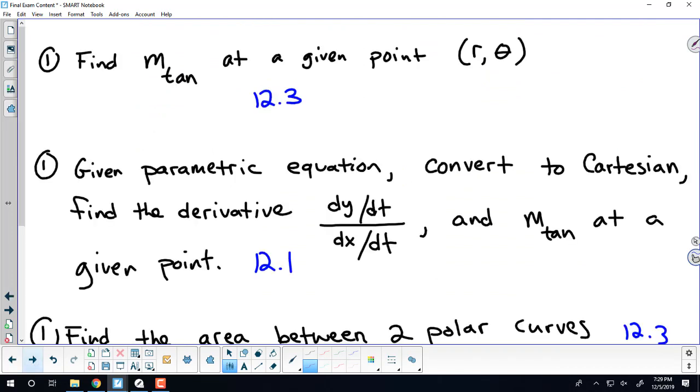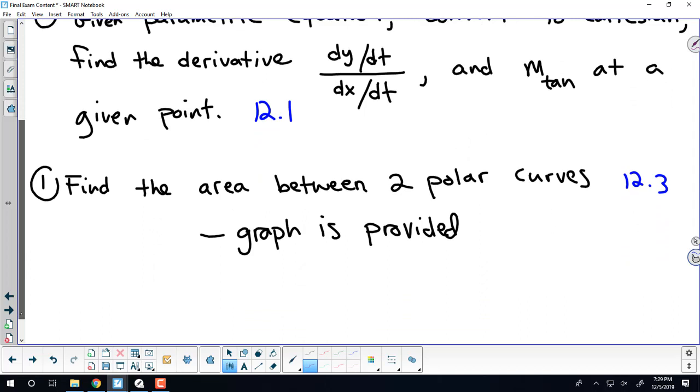Find the slope of the tangent at a given point in polar coordinates. Parametric equation, you should be able to convert it to Cartesian. Find the derivative at a point and the slope of the tangent at a point. 12.1. And then 1 from 12.3, you're finding the area. That's the study final. 12.2.